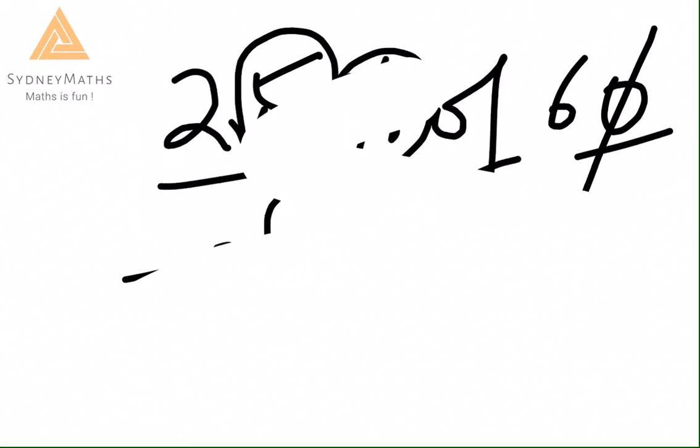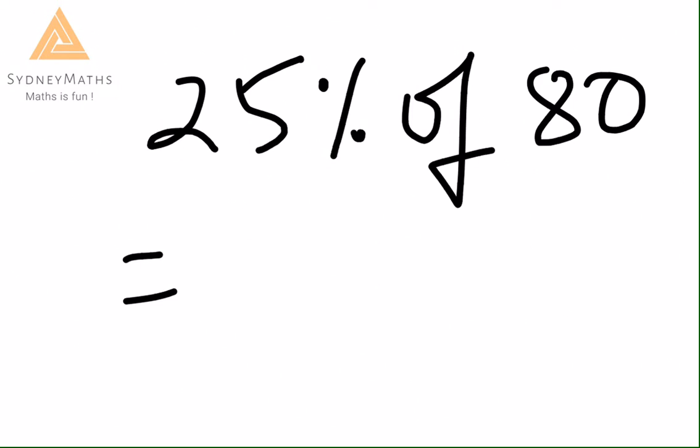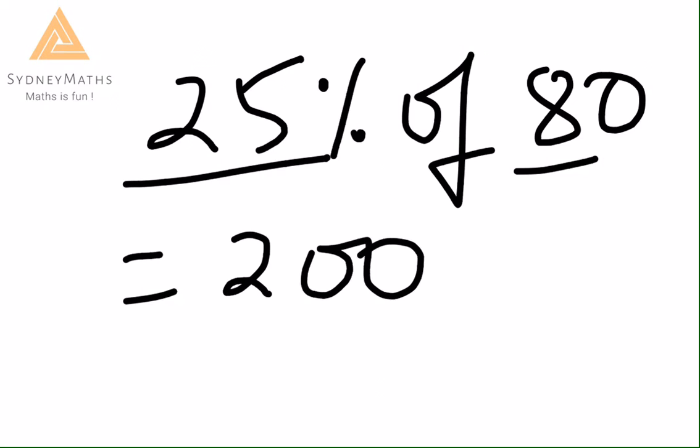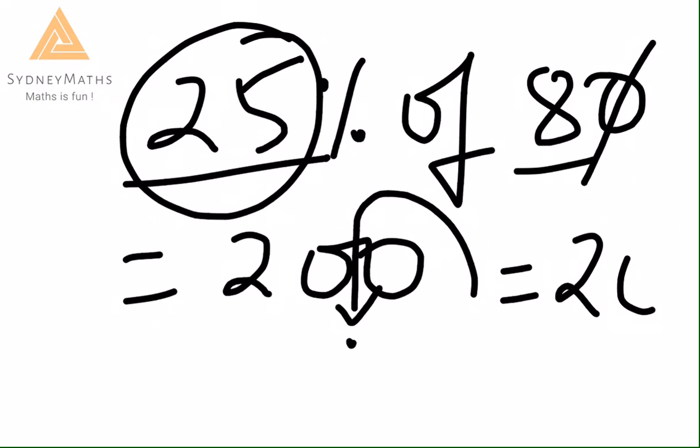Now let's try to do this in one step. What is 25% of 80? All you do is multiply the 8 with the 25, which is equal to 200. Now that 0 cancels out with the percentage, and because there is no 0 here, you move 1 decimal point to give you the final answer, which is 20.